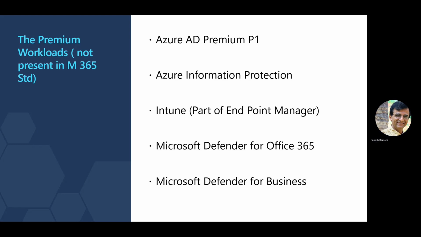Next, Microsoft Defender for Office 365 Plan 1. This helps in protecting against threats in email and documents. Previously, it was called ATP Plan 1. Some of you are already using that plan. Next is Microsoft Defender for Business. This is the latest workload to be added to Microsoft 365 Business Premium. It is an ultra modern XDR, Extended Detection and Response system, much more advanced than many standard antiviruses found in the market.